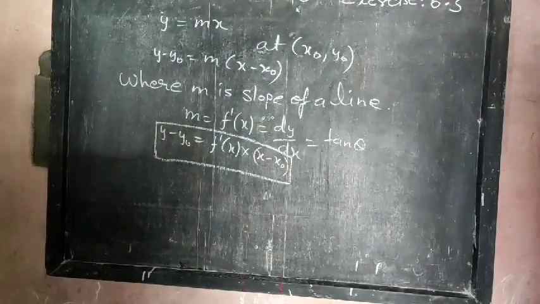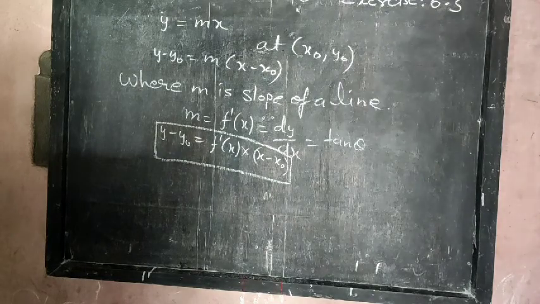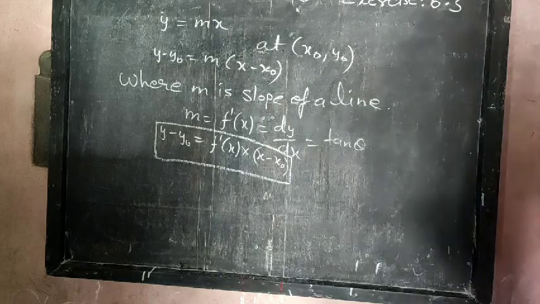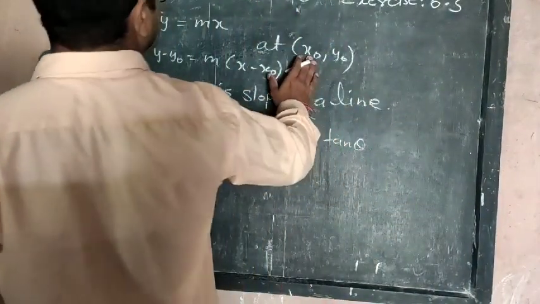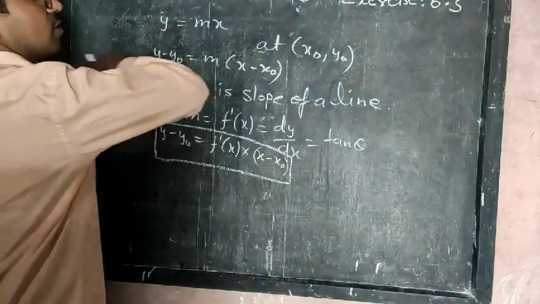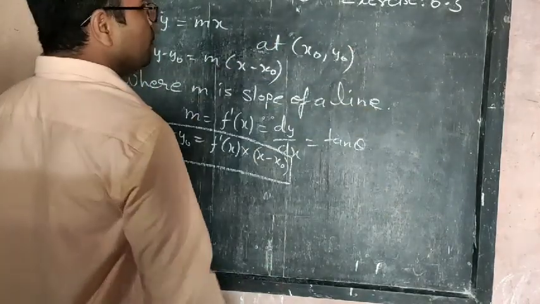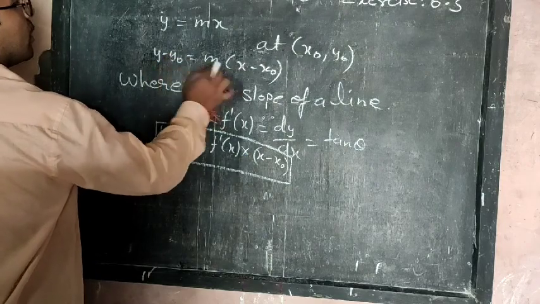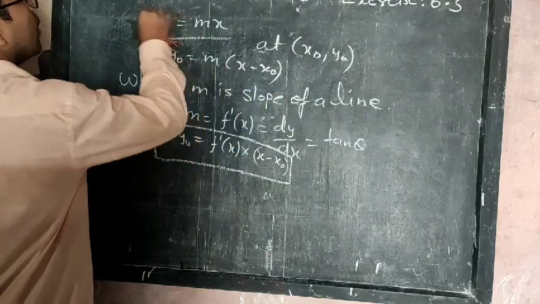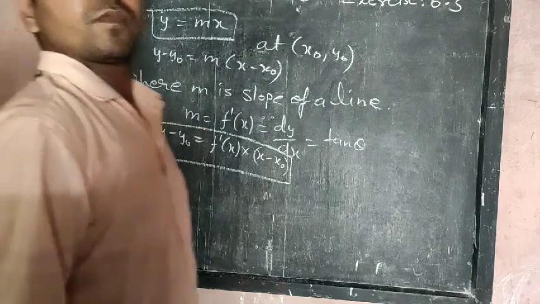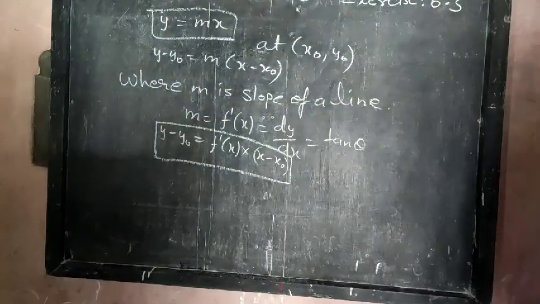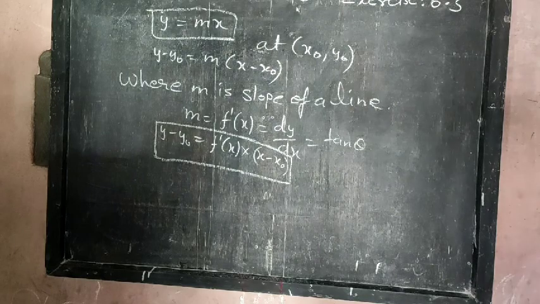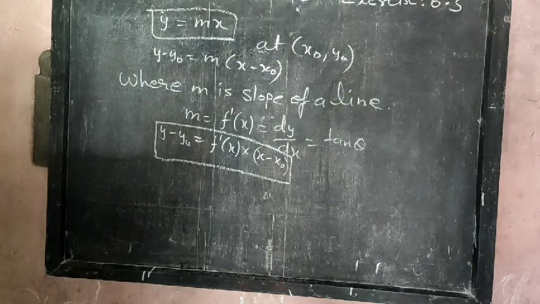So now this one is the equation of a line which is passing through the point x naught comma y naught. Suppose a straight line is passing through the origin, whose coordinate is 0 comma 0. Then this one will become 0 and this one will become 0, so y is equal to mx you will get here. There should be no confusion. You have to learn this part: when a straight line is passing through the origin, you will get y is equal to mx.